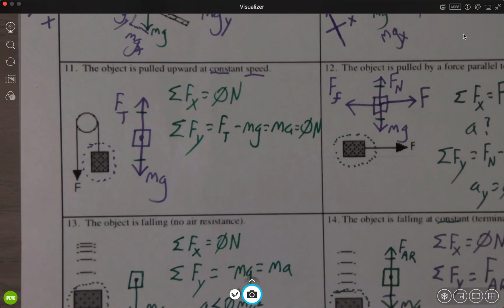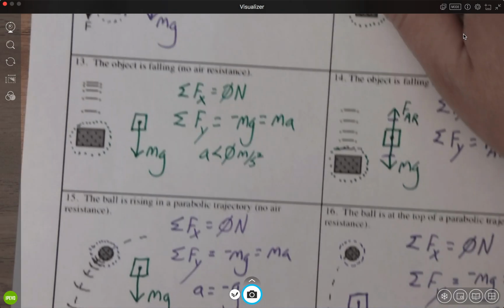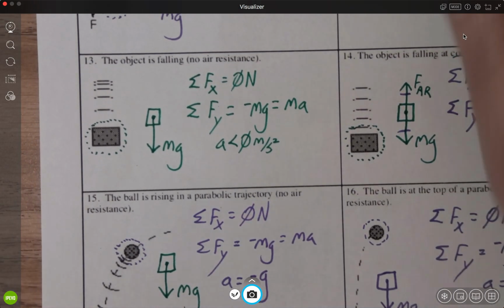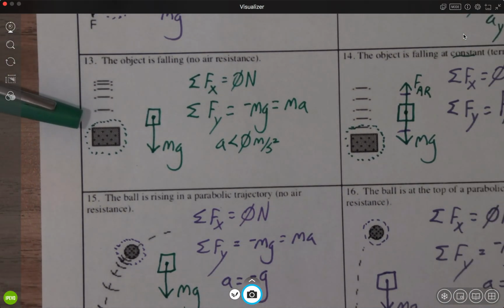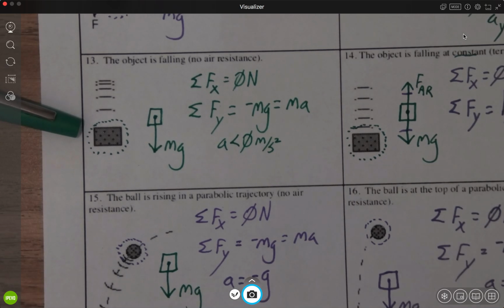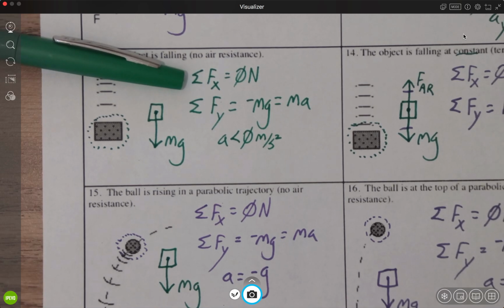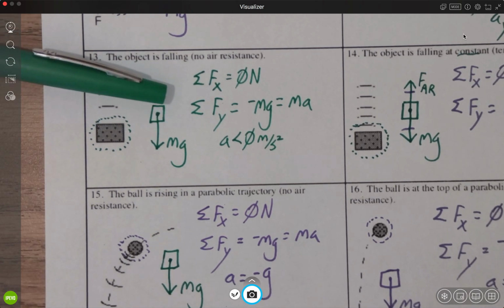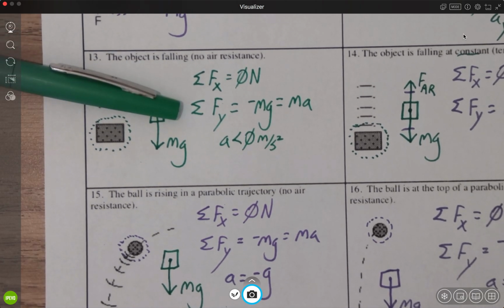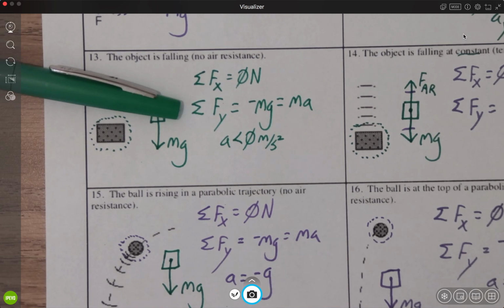We can look at an object falling without air resistance. That's going to be free fall, where the object is in the gravitational field. So we have just mg down. Sum of the forces in the x, that's left and right, there's nothing there, equals 0. So the sum of the forces in the y, we have negative mg equal to ma.